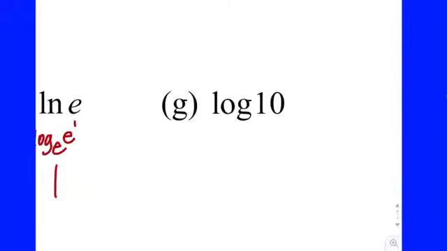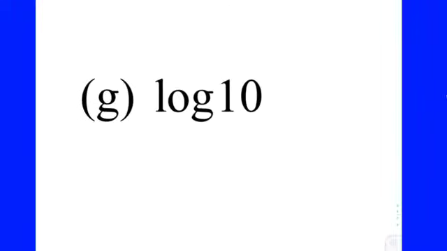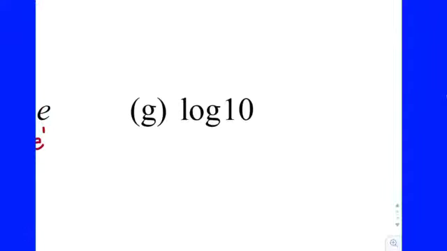What's log of 10? Whoa, hang on. What base is that? It's not showing there. Ah, very good. Remember, if it's not showing and it's log, it's implied to be 10, and of course that's 10 to the first, so log of 10 is 1.